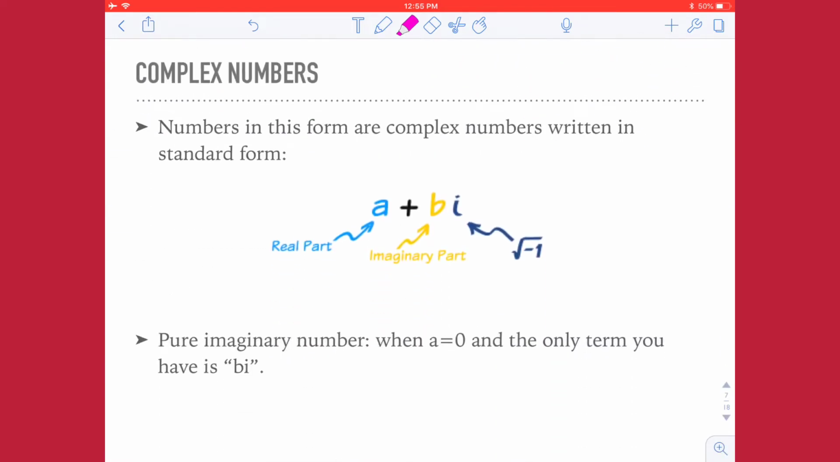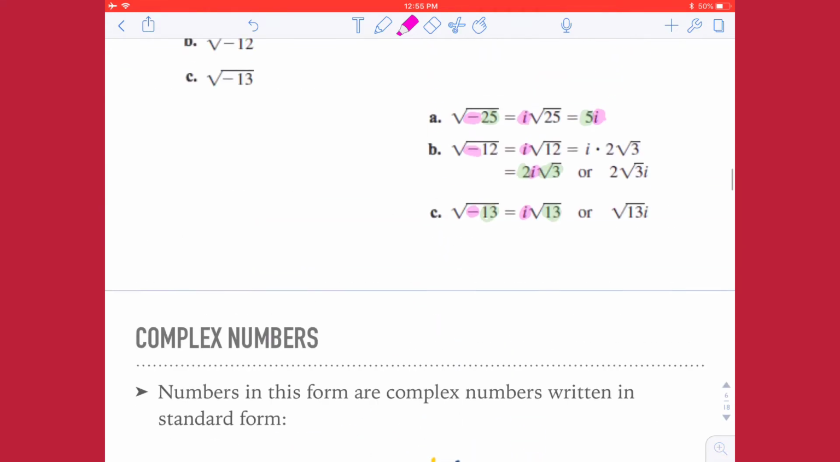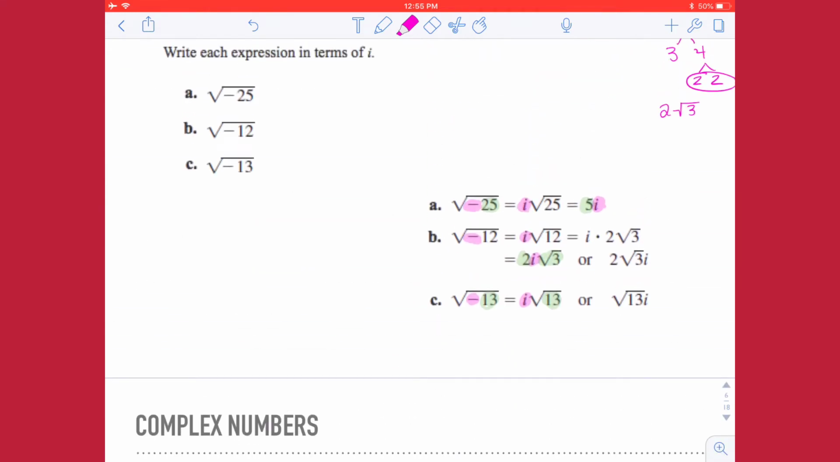When I think about complex numbers, sometimes I may want to write them in standard form. If I'm ever writing a complex number in standard form, it's going to be in the form a + bi. a is the real part of the solution, and the bi is the imaginary part. If you look at what we were working with a second ago, so in letter A, I have 5i.